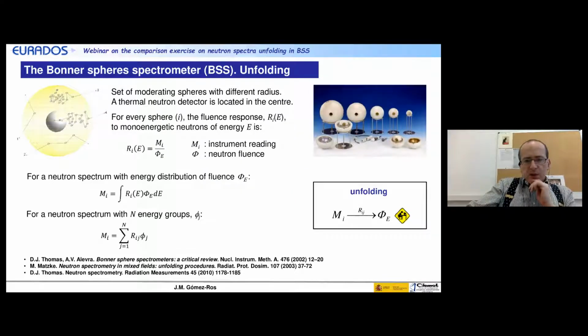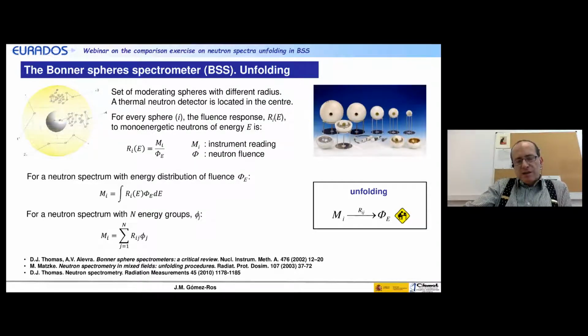As probably you already know, what is Bonner sphere spectrometry and the unfolding problem? Well, this is a system that has been used for many years for measuring neutron spectra. This is quite well described, for instance, in the references you can see at the bottom of the slide, among others. It is based on a simple idea in principle, but with some tricky issues that need to be considered.